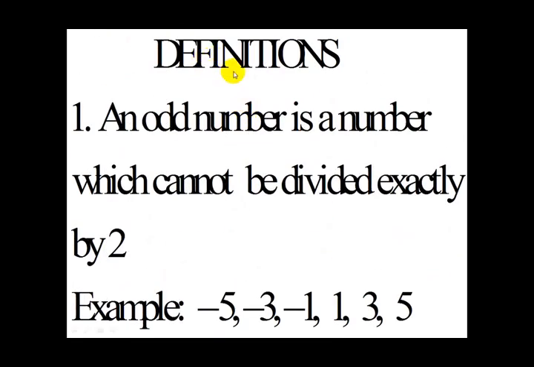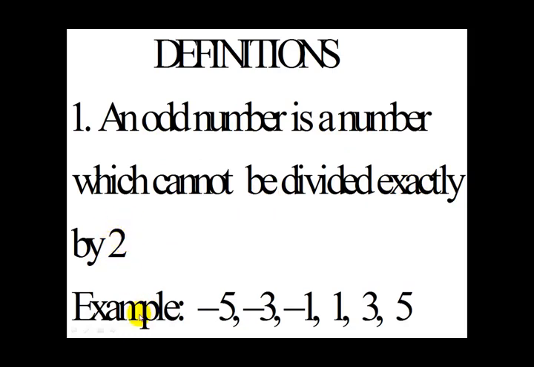Now let's look at some definitions. An odd number is a number which cannot be divided exactly by 2. When we say an odd number cannot be divided exactly by 2, we mean that when we divide an odd number by 2, there is a remainder.